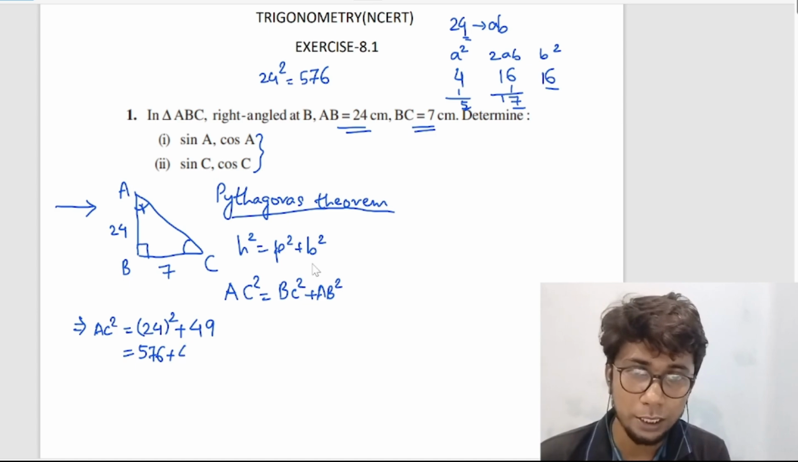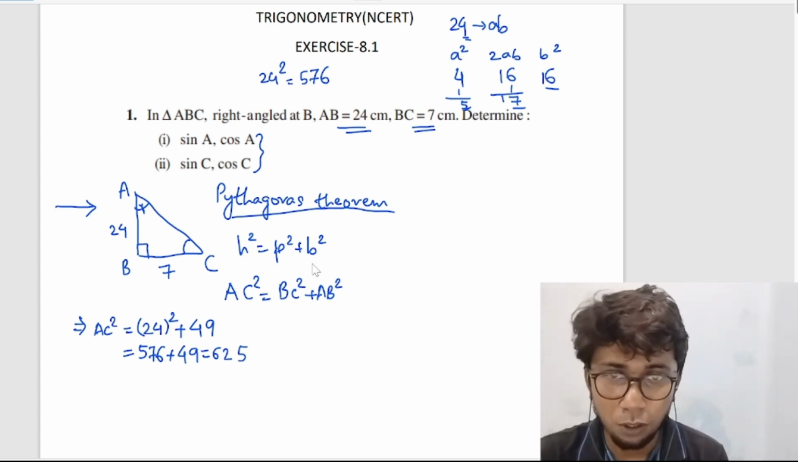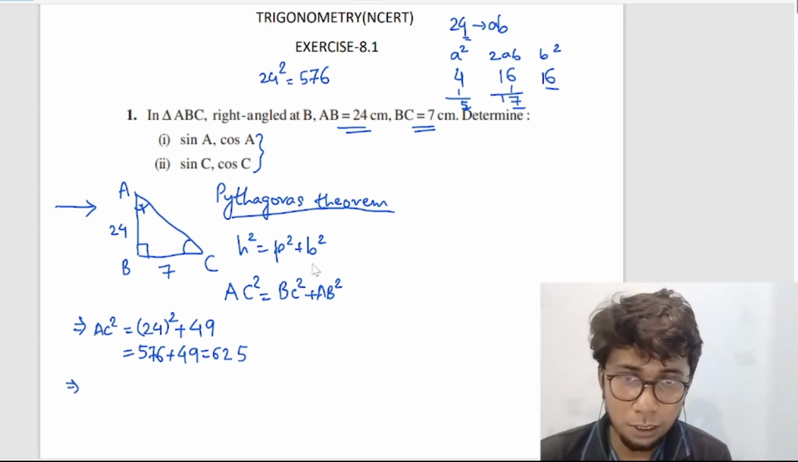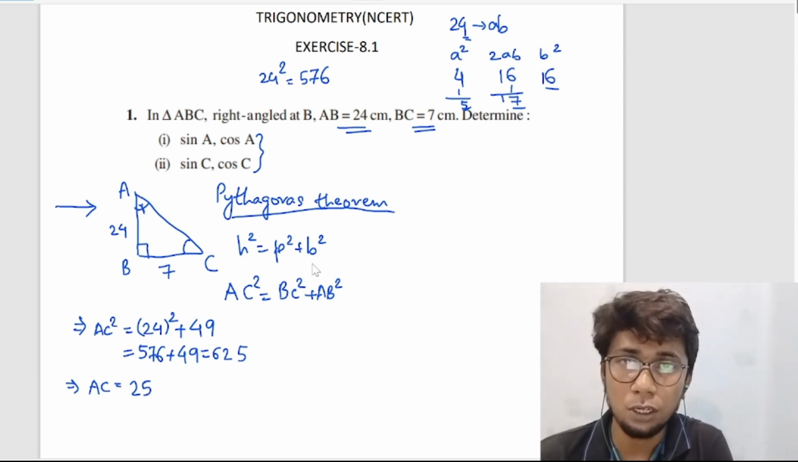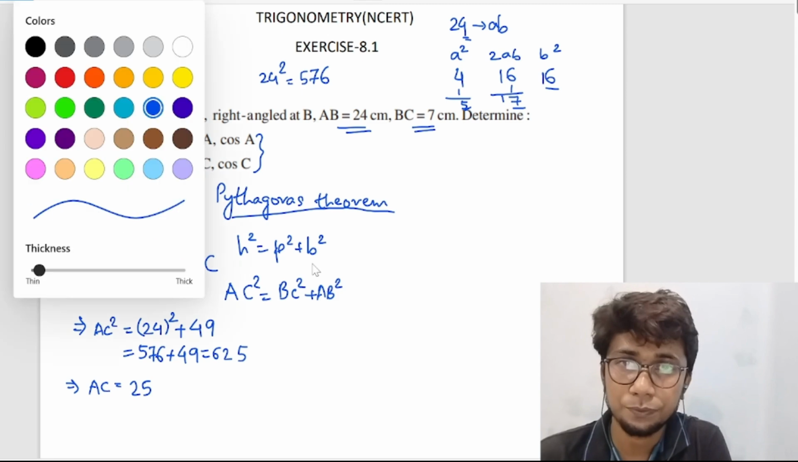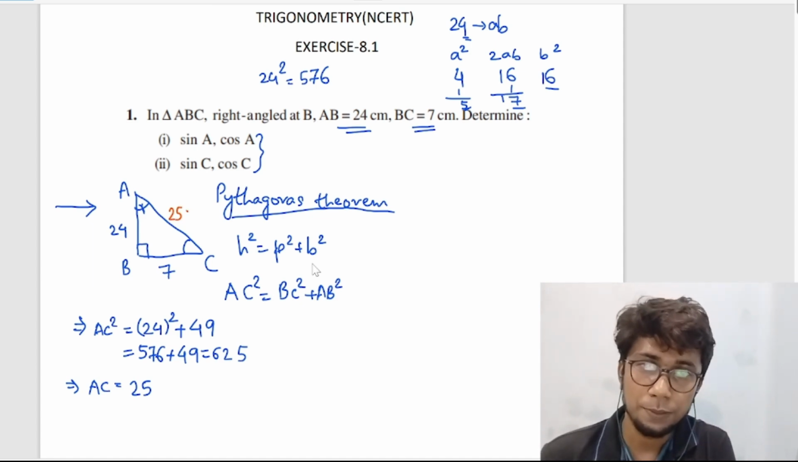This 49 is here. What is this? This is 625. All right. So what will AC be? AC is square root of 625, that is 25. All right. So now we have got AC, right? We have got this 25 centimeters.